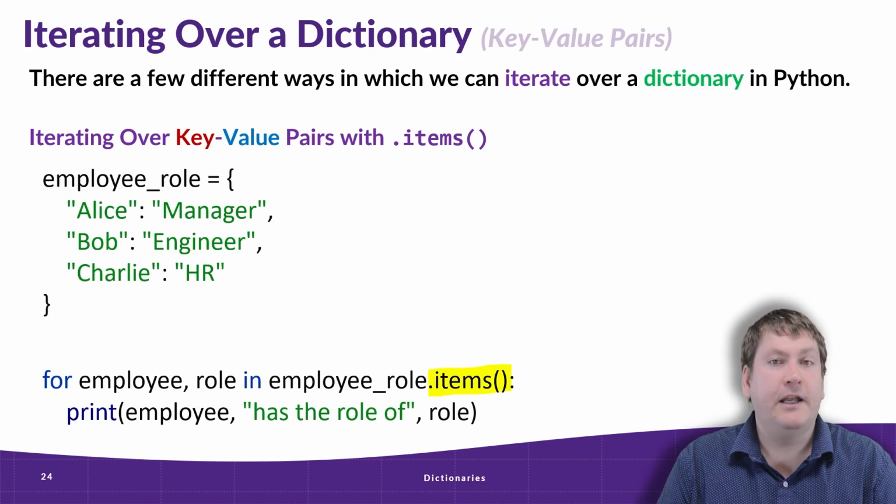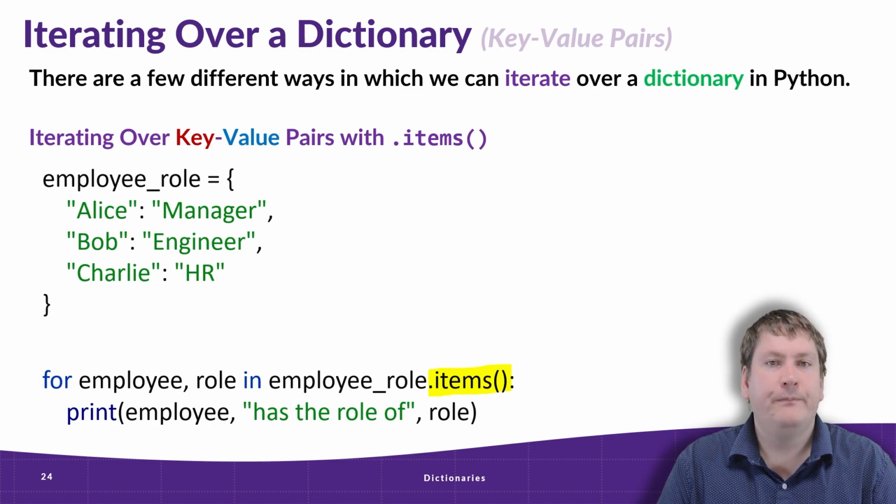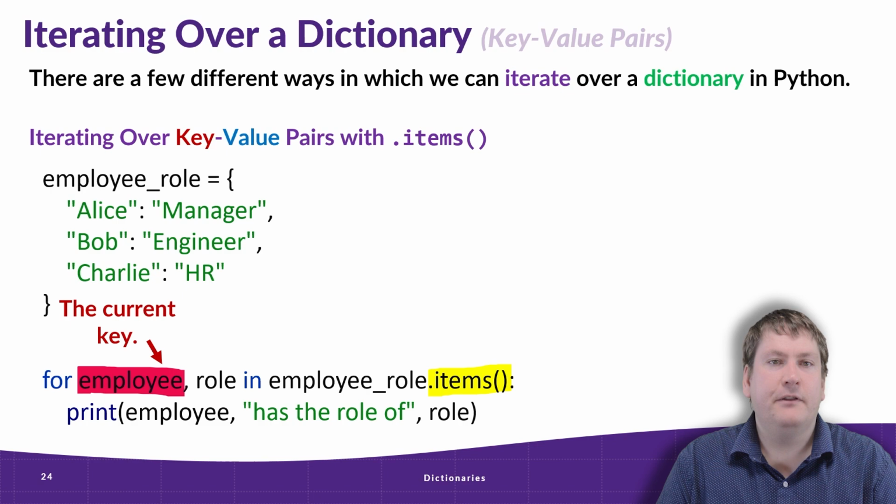So here we're calling the items method on the dictionary, and that's going to return that list of tuples, with each tuple representing a key value pair. Then we can see at the beginning of the loop, we have two different loop variables.